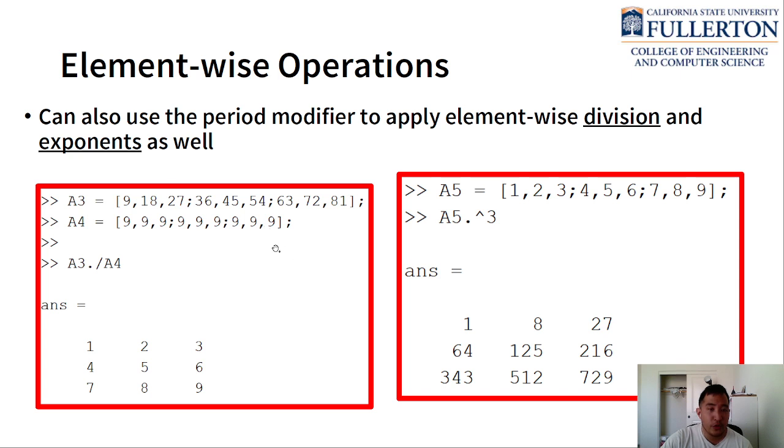Okay, and so let's say that we have 2 matrices here, and we want to take the entries of one matrix and divide them by the corresponding entries in the other matrix, whichever is in the same slot. Then we do dot divide A4. And then if you want to take the exponent, and you want to raise every entry in this matrix to the 3rd power, we do dot caret 3.